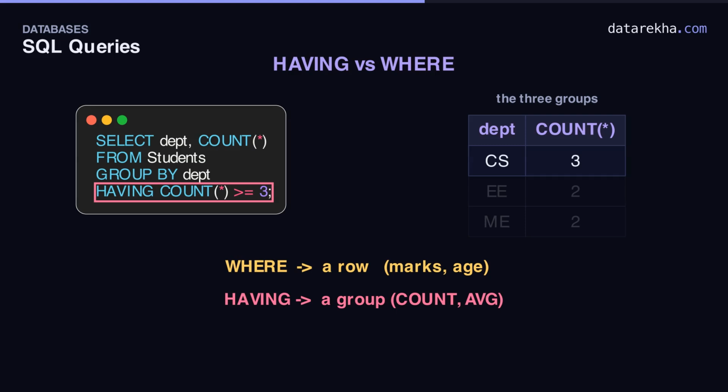Where talks about a row, its marks, its age. Having talks about a group, its count, its average. You cannot put count star in a where clause because when where runs, the groups don't exist yet.